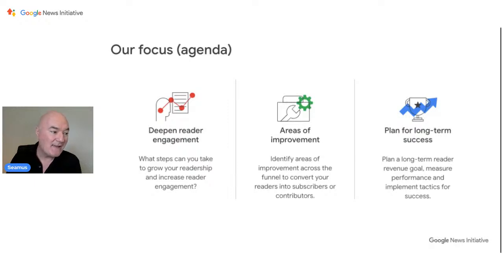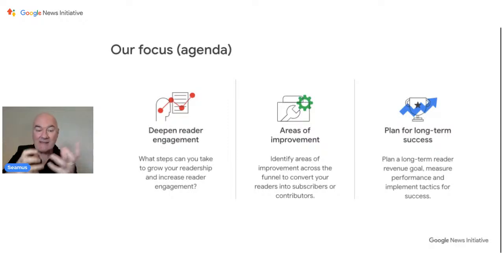So our focus today, we have 3 areas of focus. Deepen our reader engagement, so the steps that we can take to grow the readership, to increase our reader engagement. Also, we're going to look at the areas that we can improve on, identifying those topics where we can have improvement right across that funnel to make sure that it's working. So we're going to have that conversion rate, a high conversion rate, getting people to sign up, getting people to contribute. And also this 3rd topic today in this lesson, planning for long-term success. And I think that's crucial as well.